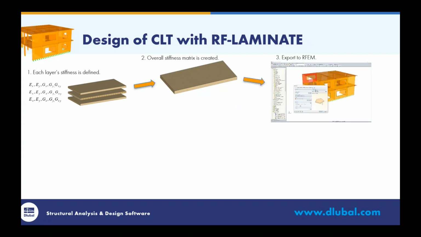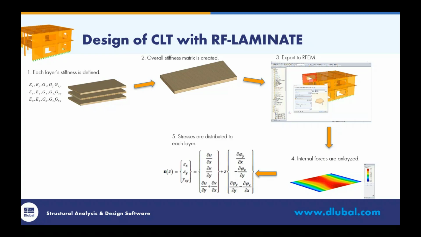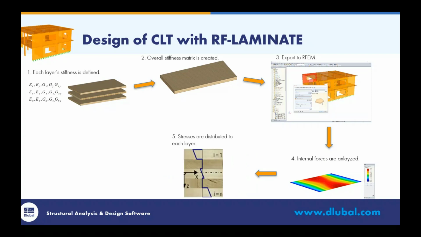So instead of seeing those concrete surfaces, we'll now see the true stiffness of these CLT compositions exported back out to the structure. We can run our analysis to determine what the internal forces are on these panels. Well, we're going to take these internal forces from the main program RFEM and bring them back into the add-on module in RF-LAMINATE. And the stresses are going to be distributed to each individual layer of the CLT composition. And a stress distribution for a cross-section of the panel might look something similar to this.